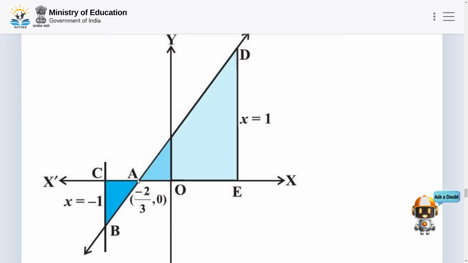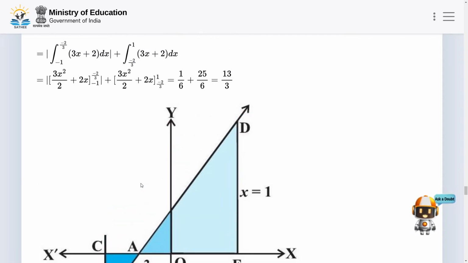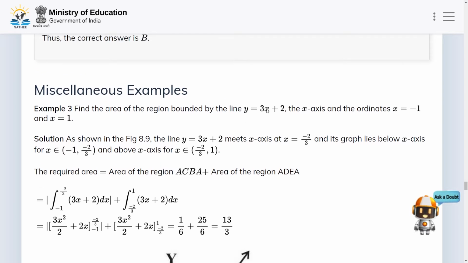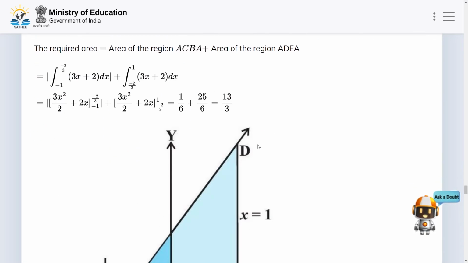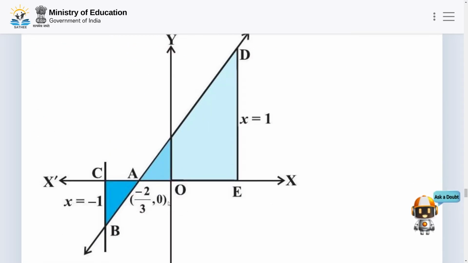But how did you find this point, -2/3, 0? Very simple. This is where the y coordinate is 0. Just apply y equals 0. This means 3x plus 2 will be 0, so 3x will be -2, and x will be -2/3. So your point will be -2/3, 0. By this approach, you can find this intersection point.